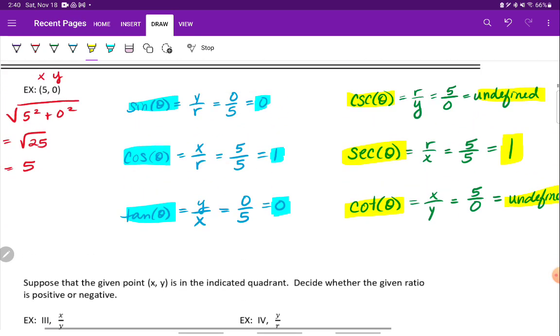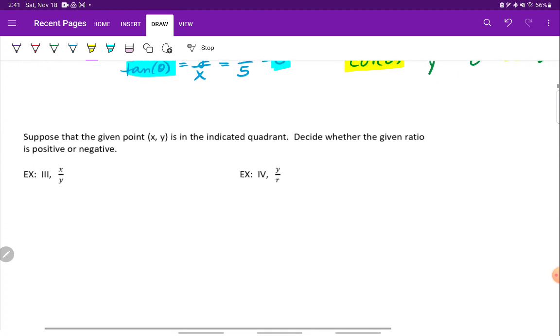So just be careful. It's so easy to mix up, if 0's in the numerator or the denominator, which one's undefined. So in the denominator is the one that's always the problem.